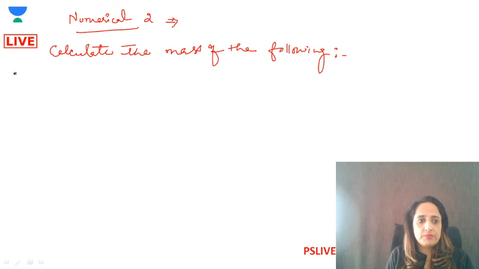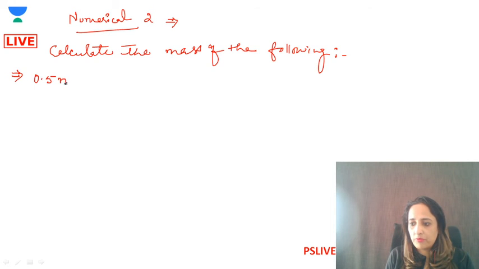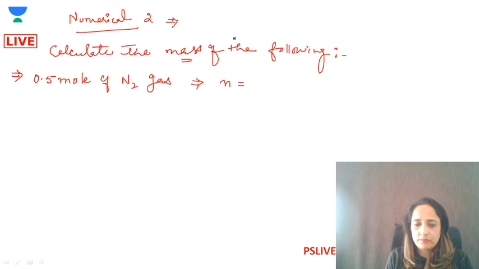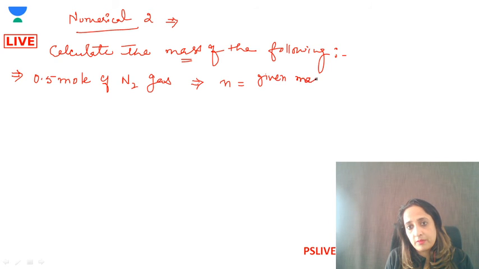So what do we have? We have 0.5 moles of N2 gas, and you have to find out the mass. So we know that n is equal to number of moles, given mass divided by molar mass. Correct? That is what I have shown you.